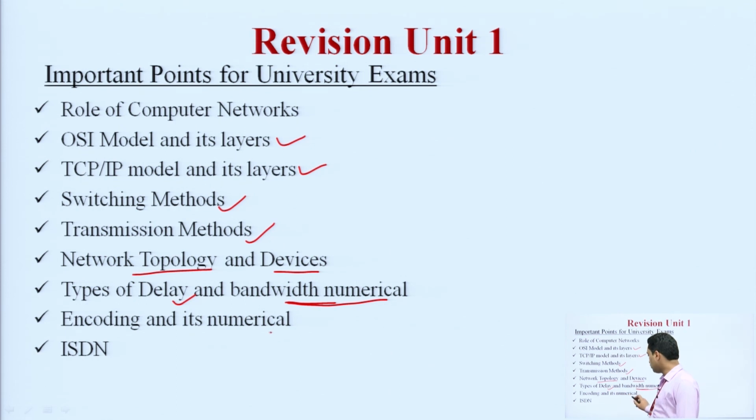Then encoding numericals, which we have seen in the previous lecture, and important ones are the Manchester and differential Manchester encoding, or you can also do NRZ-L, NRZ-I or return to zero encoding. Then ISDN, which we have covered in today's class. So, this is all about unit number 1.